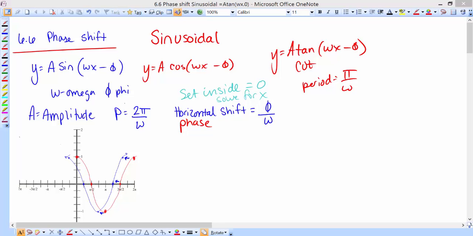6.6, phase shifts. Phase shifts is the movement of your sine, cosine, tangent graphs on the horizontal axis. So we have the vertical shift, which we have seen, which is on the vertical axis, moving your midline of the graph up and down, where the phase shift or the sinusoidal shift is the left and right movement.